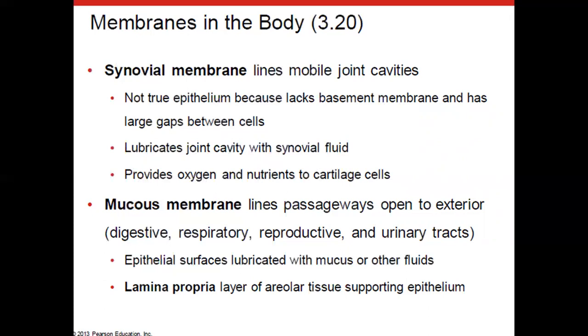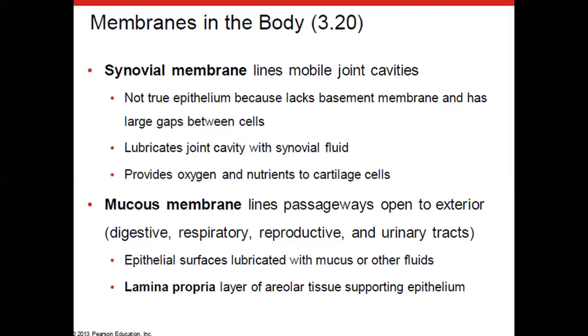But this synovial membrane lines mobile joints. So think about your elbow, your shoulder, your knee. This membrane lines the bones that create those joints. So right around your elbow, where we talked about the humerus, the bone in the upper arm, and the ulna and the radius, the bones in the lower arm, lining those bones where they fit together into the joint, you can find a synovial membrane. Basically, that lubricates the joint cavity with a fluid to protect the joint so that you don't have bone-on-bone contact, which can cause damage and a lot of pain.